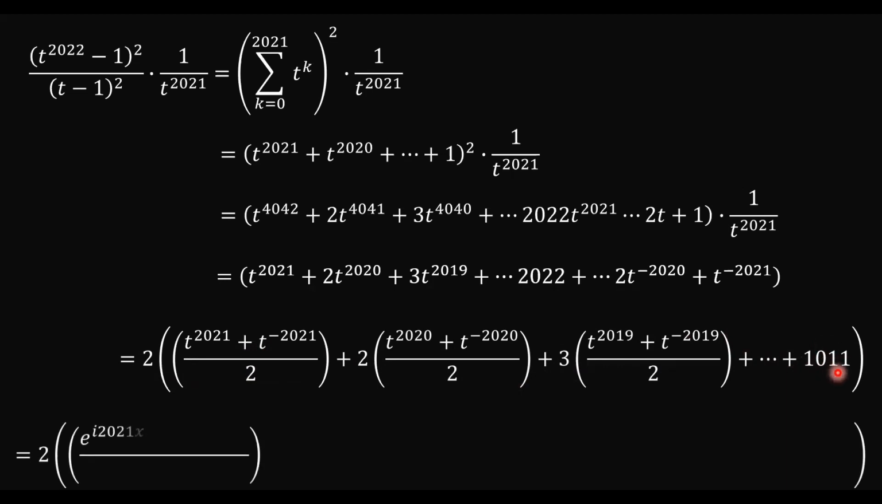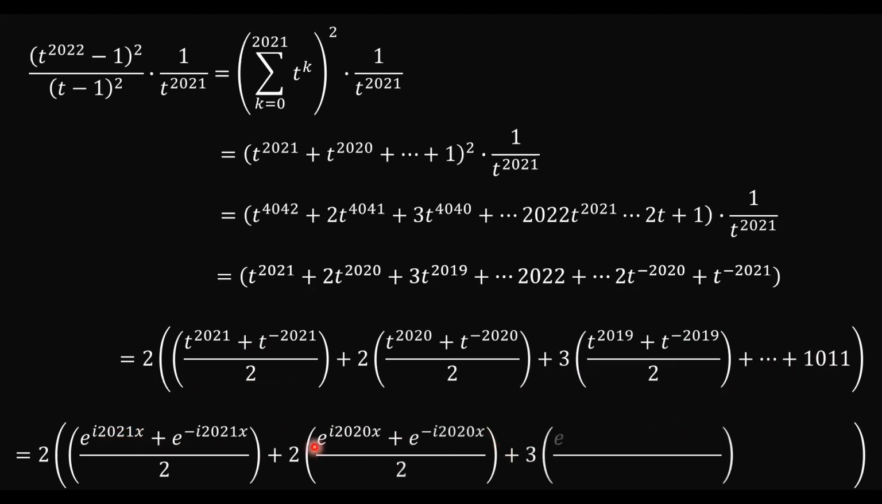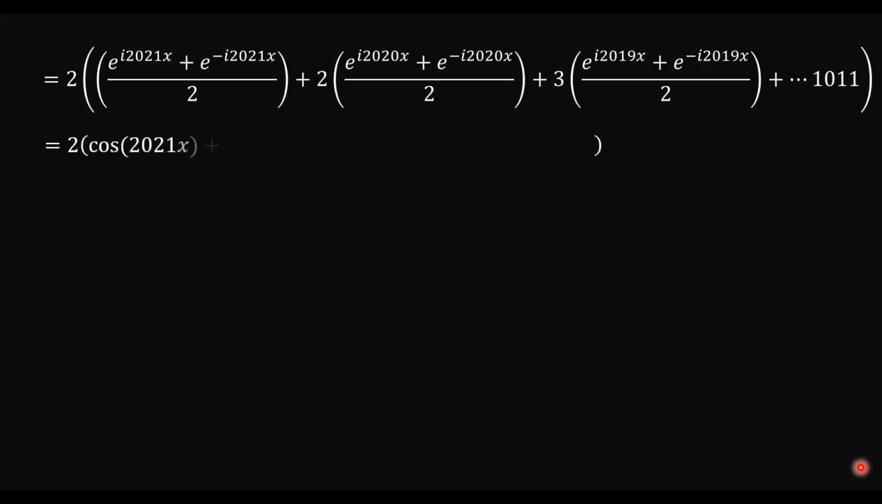So replacing t with e to the power ix, we clearly see we have an Euler expression here. So essentially, this first term is the same as cosine 2021x. The second term is the same as cosine 2022x. The third term is the same as 3 times cosine 2019x, all the way down to the constant. Okay. So we do have our division, long division, now giving us this summation of cosine terms and the last constant there.